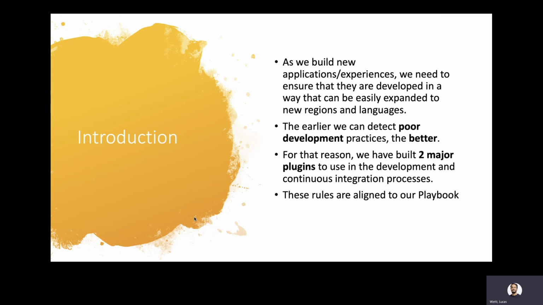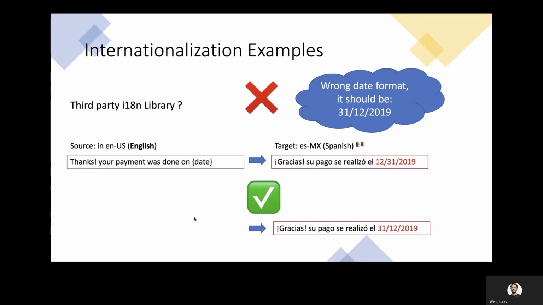For that reason, we have built two major plugins that can be used during development and at the same time are part of the continuous integration process. These rules, these checks, are part of our own playbook. Here, I'm going to show you two examples of what exactly we are trying to prevent.